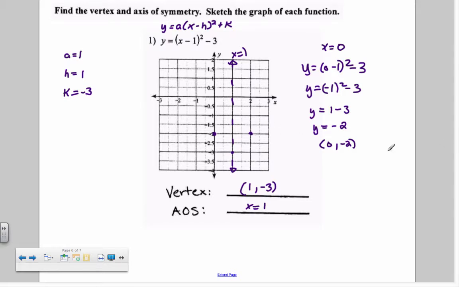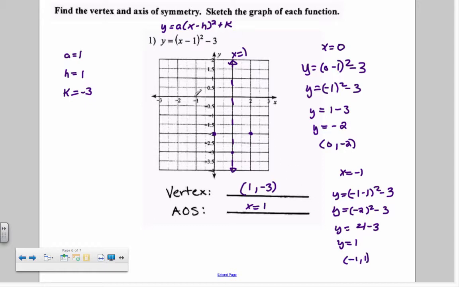If I want to, I could find another coordinate. I could plug in something else for x and then figure out my y. So let's just do one more point just to be safe. Let's plug in negative 1 for x. So here I'm going to have y equals negative 1 minus 1 squared minus 3. Negative 1 minus 1 is negative 2 squared minus 3. Negative 2 squared is 4. And 4 minus 3 is 1. So now I know another point on my parabola is the point negative 1 comma 1.